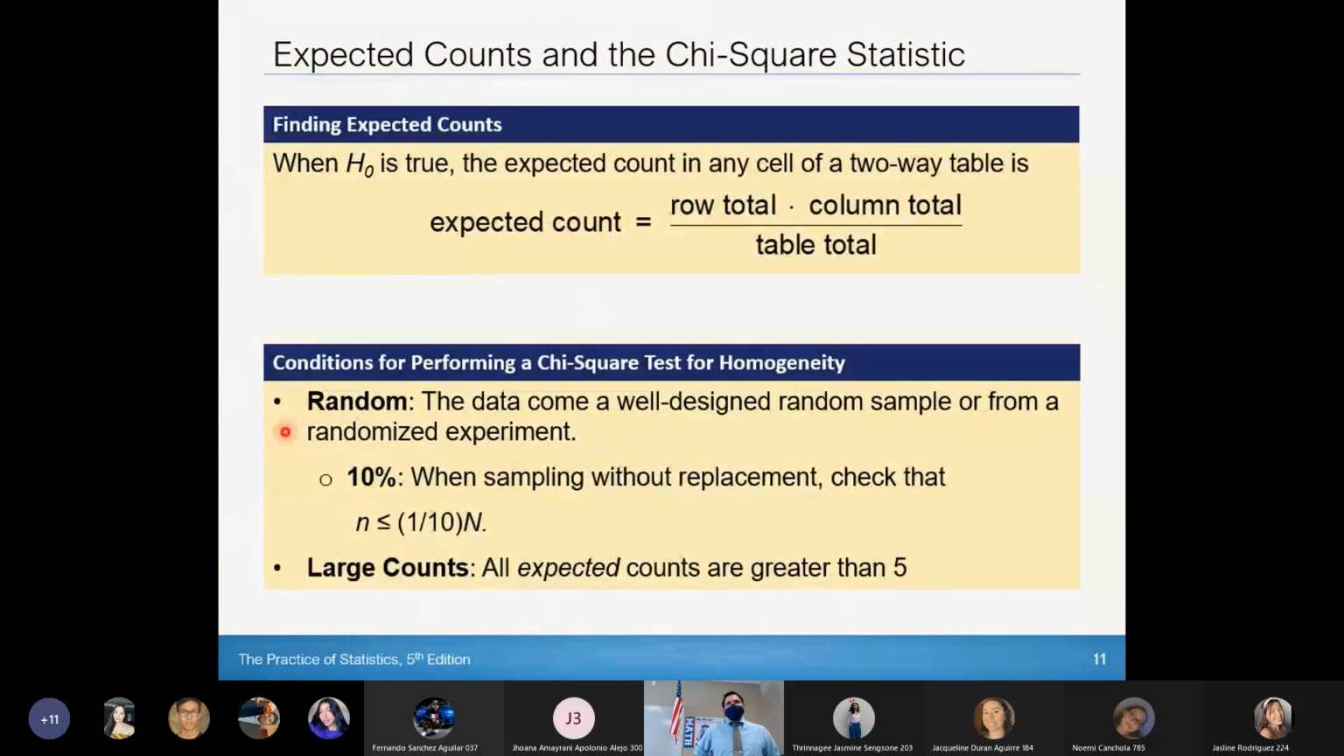I can summarize that here. When finding expected counts, for a test of homogeneity or a test of independence, we find the expected counts the same way. When the null hypothesis is true, the expected count in any cell of a two-way table is the row total times the column total divided by the table total.